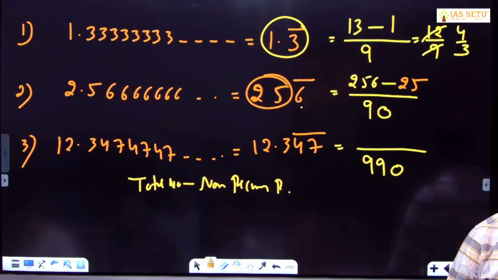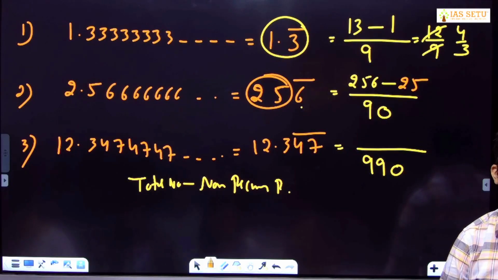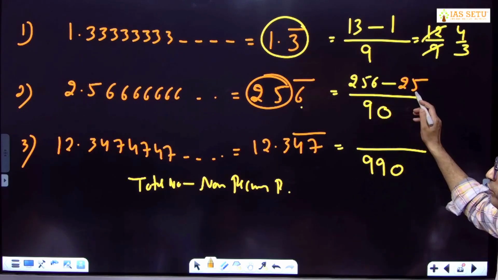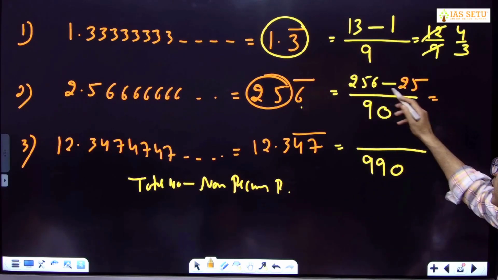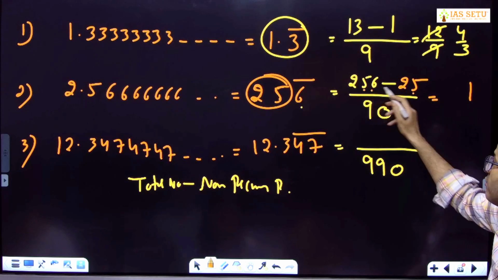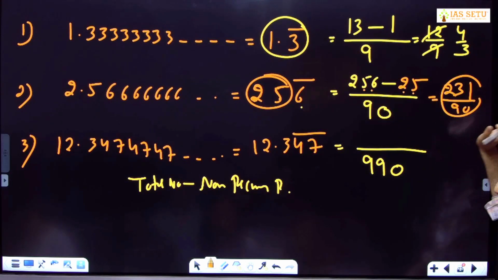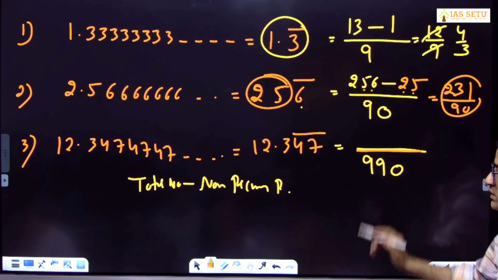Out of 256, only 6 is recurring. तो 2 and 5 both are non-recurring. तो इसमें से 256 में से 25 घटेगा. 6 minus 5 is 1, 5 minus 2 is 3, 231 upon 90. Simplify. उस पे ज्यादा फोकस नहीं, फोकस कंसेप्ट पे.